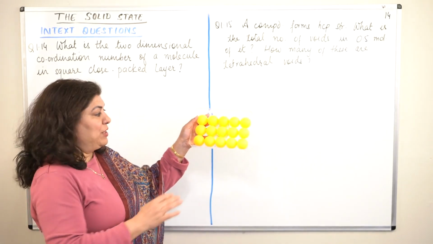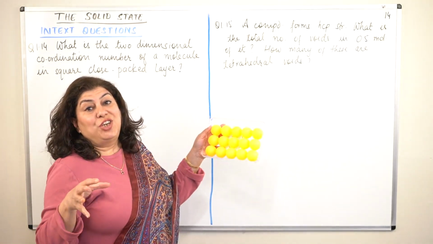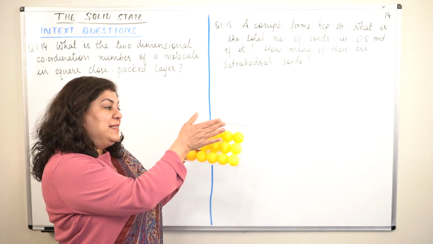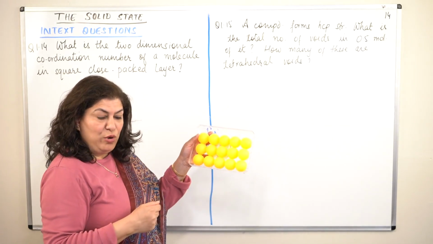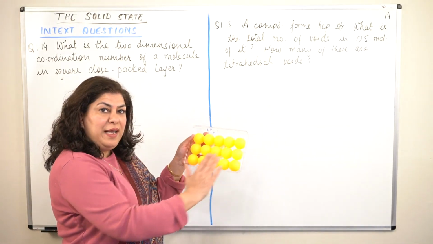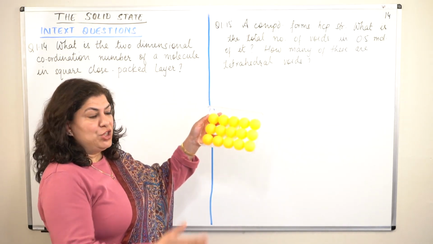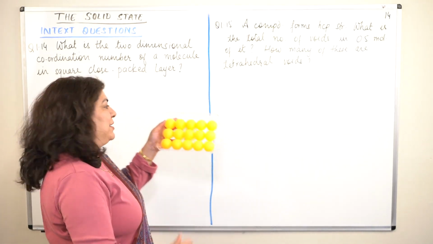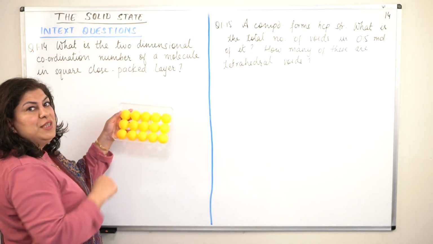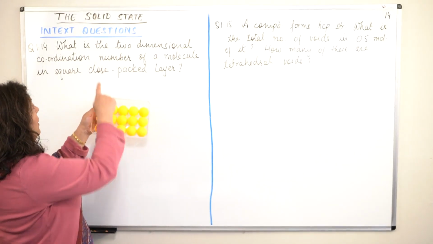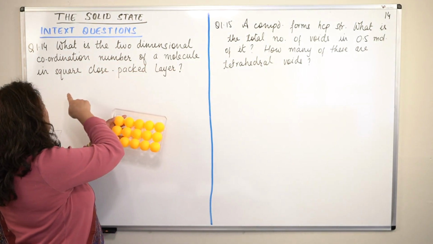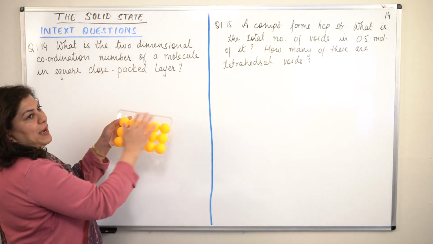It's as closely as you can pack it. It's already been packed because you see the atoms are touching the neighbors, right? And since it is only one layer of molecules, each ball being a molecule, it is in 2 dimensions. That is why it is flat. I can actually make the structure on the board if I drew these balls. So what is the two-dimensional coordination number of a molecule in a square close-packed layer?